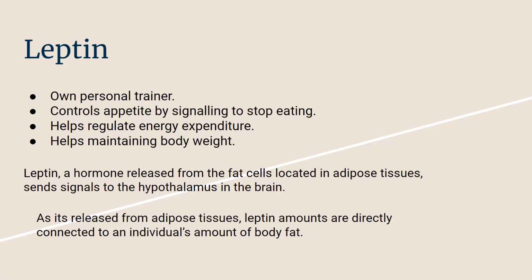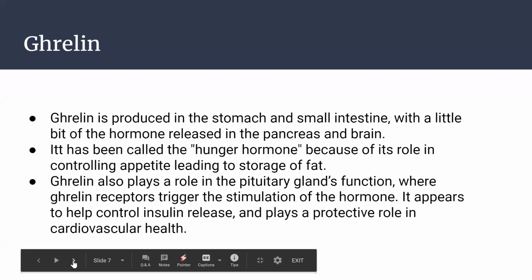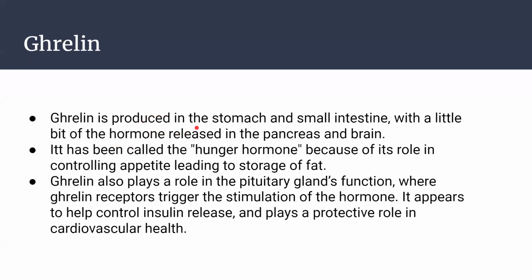As it is released from adipose tissue, leptin amounts are directly connected to an individual's amount of body fat. So if the leptin levels are high, it means the person is very fat. If the leptin levels are low, it means the person is adequately thin. That is the importance of leptin. About insulin, we have discussed it before, and I'll discuss it again in another lecture about mTOR.